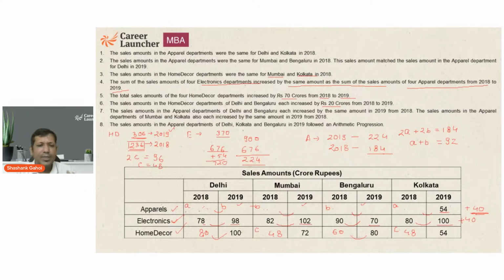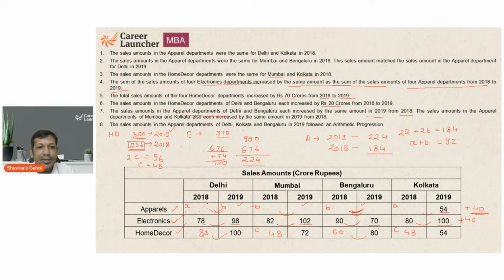Okay, now I'm going to read the rest of the statements. I hope everyone is clear on the approach we are taking. Now, sales amount in the apparel department in Delhi and Bangalore increased by the same amount in 2019 from 2018. So from Delhi to Bangalore, the increase amount is the same.